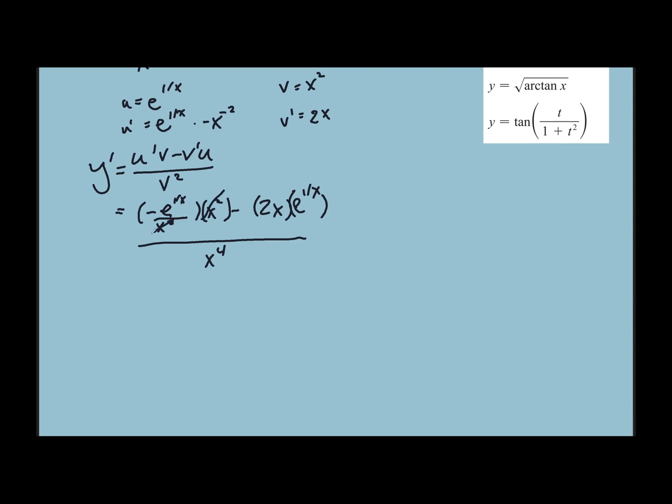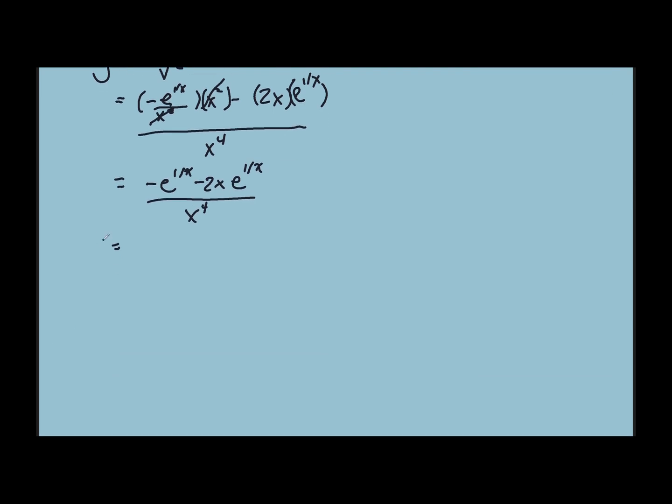So of course this is going to cancel. What do I see here? I see negative e to the 1 over x minus 2x e to the 1 over x, all over x to the 4th. So of course we're going to take a negative e out. We should get 1 plus 2x, and that's over x to the 4th. That's a pretty cool looking derivative. I like that.